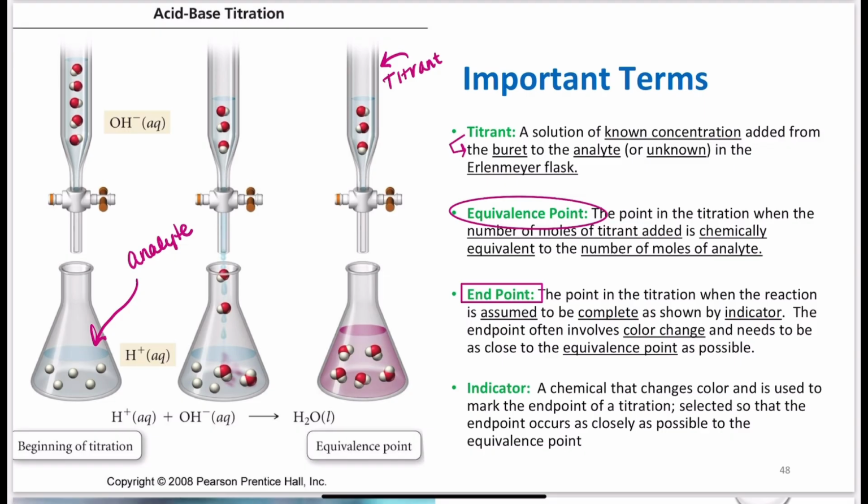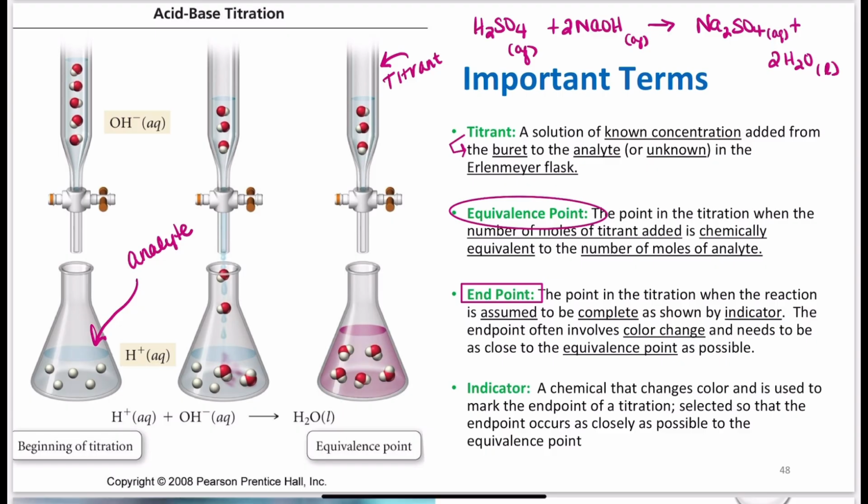The reason I say it like that is if I'm mixing something like sulfuric acid with sodium hydroxide, this forms sodium sulfate and 2 moles of water. We need 2 moles of hydroxide for every 1 mole of sulfuric acid. So for every 1 mole of sulfuric acid in the system, I need 2 moles of sodium hydroxide. That is where it is chemically equivalent.